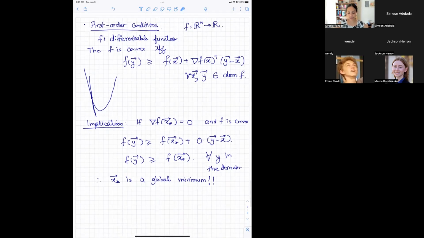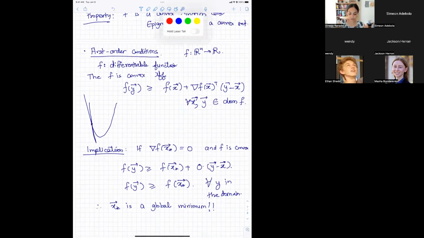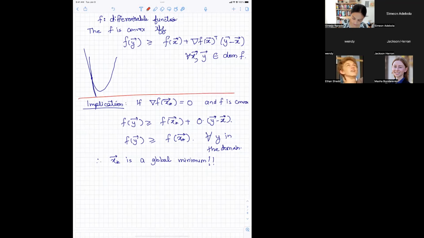Of course, now we have to prove this, right? I just gave it to you, it just fell out of something. But now we actually have to prove that this is true. But this is the important implication that makes the study of convex functions so attractive.